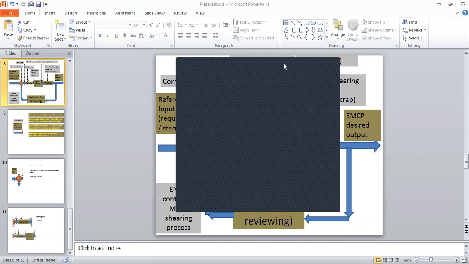Very important. So I put the processes also here.